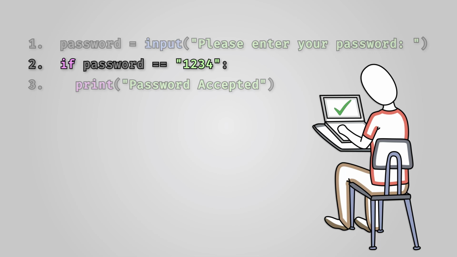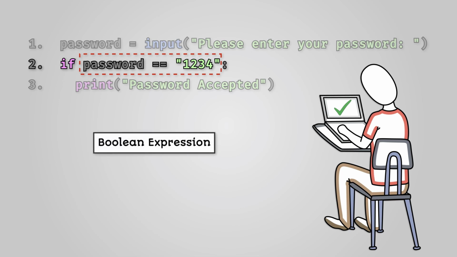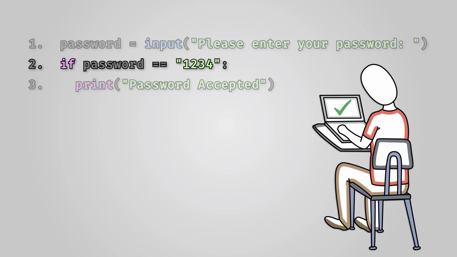This line of code has 3 parts. The keyword if that starts the if statement, the condition that we're checking and must be true to execute the code. This is called a Boolean expression. It returns true or false depending on if the condition is met or not. A colon that marks the end of the condition and the start of the code that will run if the condition is true.